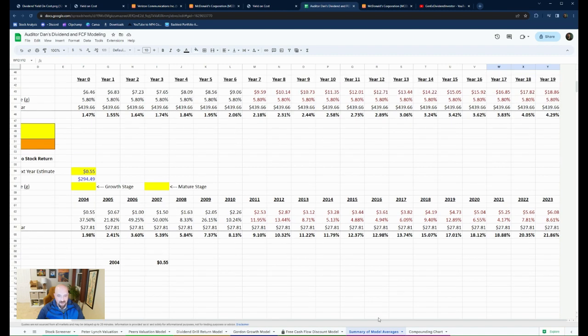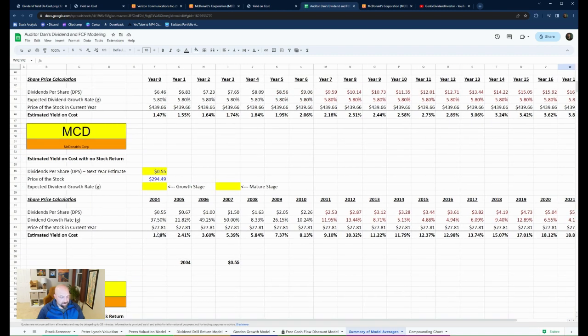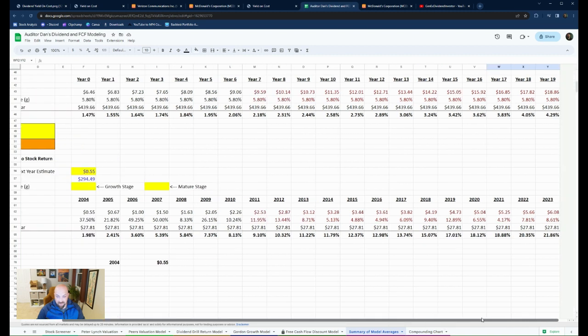So now if we go to McDonald's, with the growth that they had, you started at 2% and you got all the way up to a yield on cost of 21% in today's dollars. Now this, we'll get into the pros and cons of yield on cost, or negatives, positives, I guess.